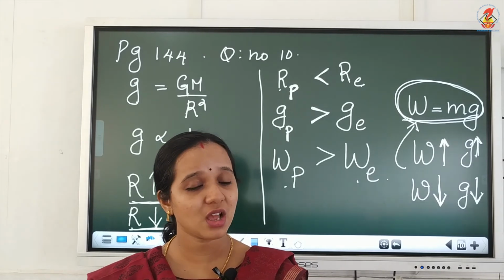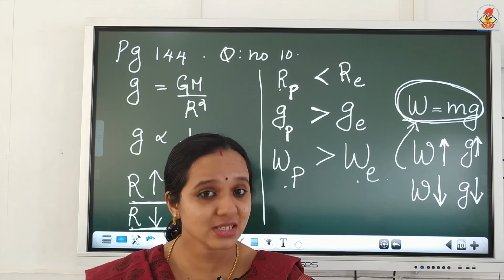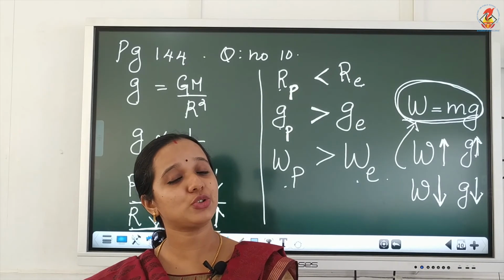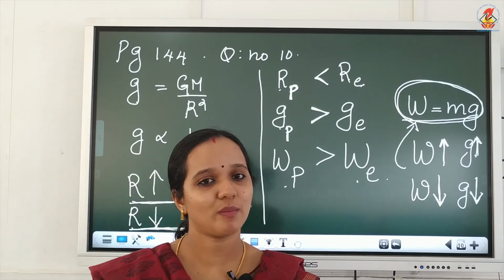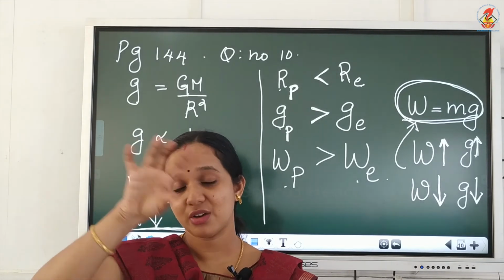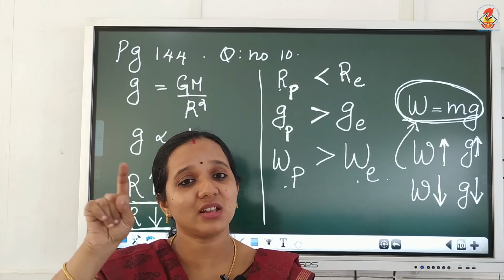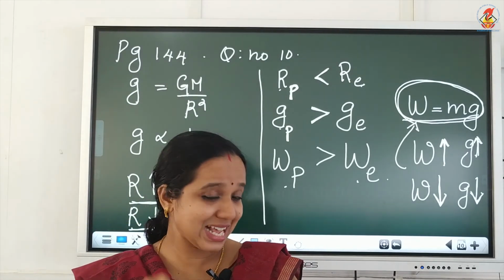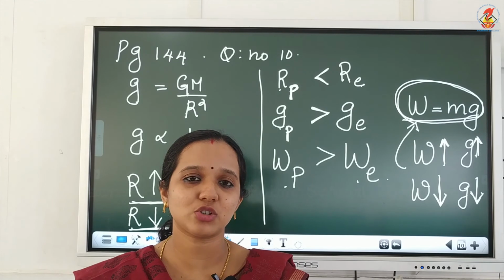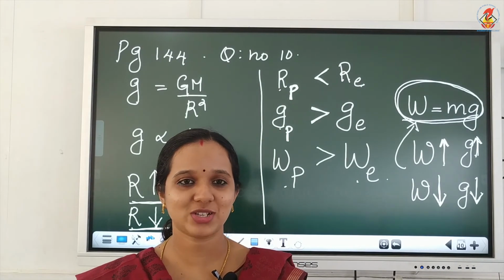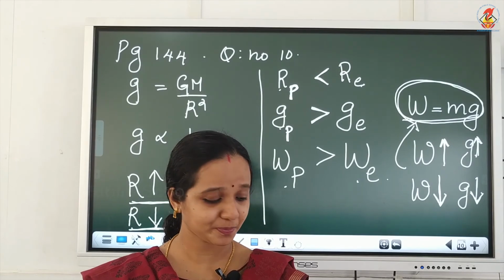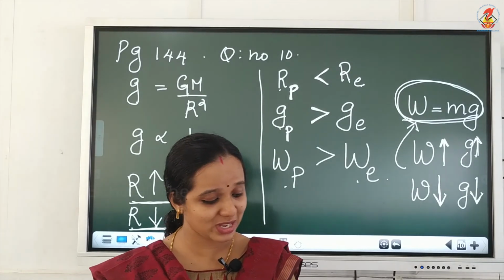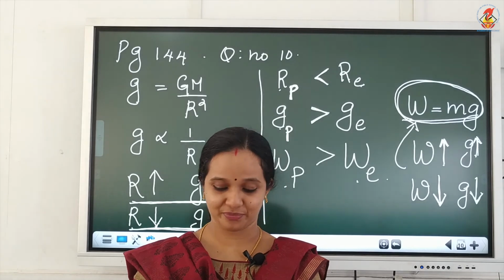So, at the poles the radius is less. So, acceleration due to gravity will be more. So, weight will also be more. At the equator, the radius is more, acceleration due to gravity is less. So, weight also seems to be less. Hope question number 10 is clear. Very important question. Okay. Now, moving on to question number 12.